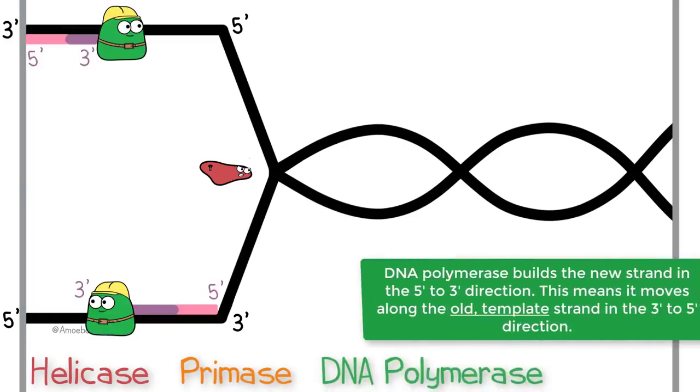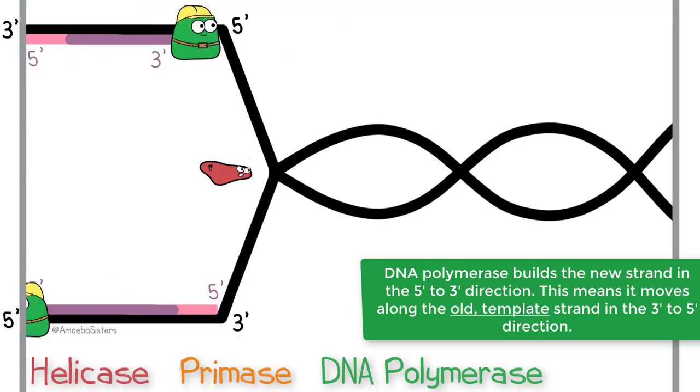Now, the thing about DNA polymerase is, when it's building a new strand, it can only build the new strand in the 5' to 3' direction, meaning it adds new bases to the 3' end on the new strand. See how it's being built in the 5' to 3' direction? This one is called the leading strand. But take a look down here. DNA polymerase once again is building a new strand in the 5' to 3' direction.